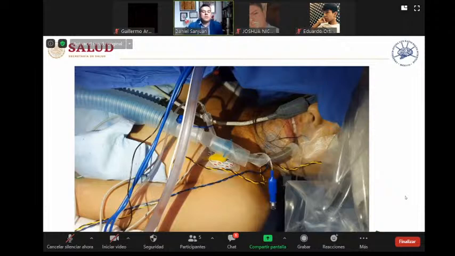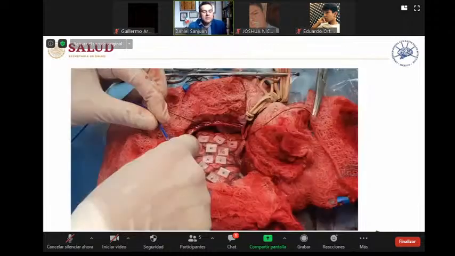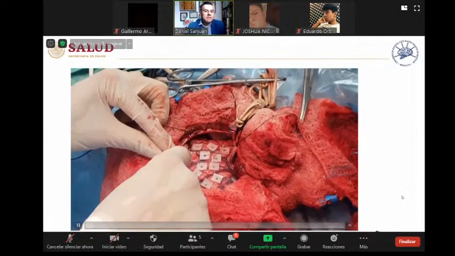So we can identify small structures with high representation on the cerebral cortex. The idea is to simultaneously have all these techniques together on our screen to share with the surgical team: using the video, the sensory mapping, the electromyographic evoked response or EMG, motor mapping, and electrocorticographic recording active at the same time for each patient. With this it is possible, I apologize because it's also in Spanish, to have this idea.